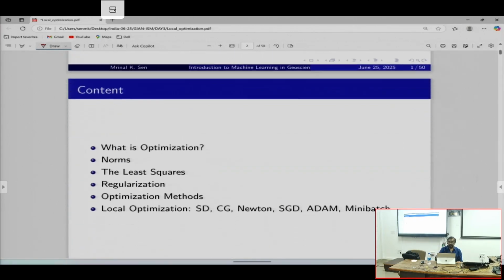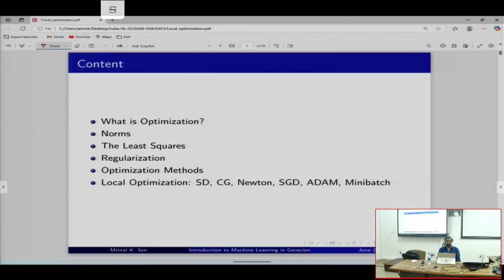Okay, so what I'm going to talk about this morning includes what is optimization. I already talked about norms, but I will revisit that just so that everybody is on the same page. And least squares, which I have talked about several times, I'll very quickly remind you of that. And this term regularization, that also is something we discussed. And then I will talk about nonlinear problems where we need to use optimization methods.